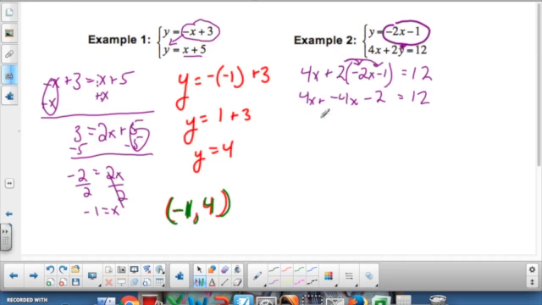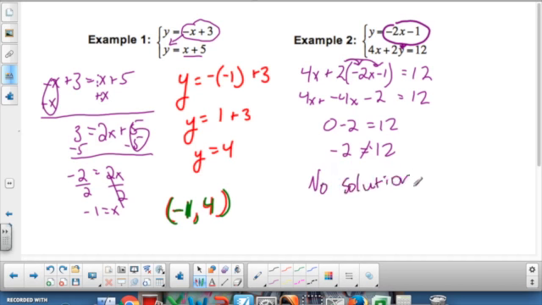Now, 4x minus 4x is 0. So I have 0 minus 2 equals 12. Well, 0 minus 2 does not equal 12. It equals negative 2. Because that is not true, that means the solution here is there is not one.